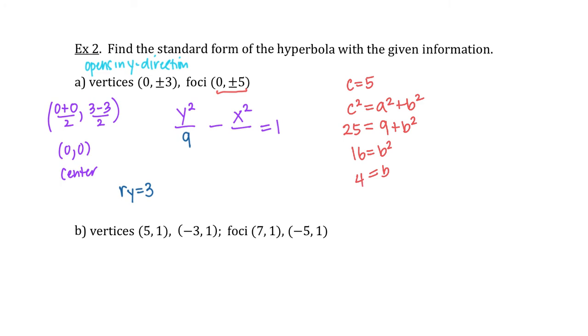Since the only radius I don't know is the x radius, it must be true that the x radius is 4. So 4 squared gives me a 16 here. Okay, and then that's my hyperbola in standard form. It should meet all the requirements that we just read. Let's try a couple more using different information.